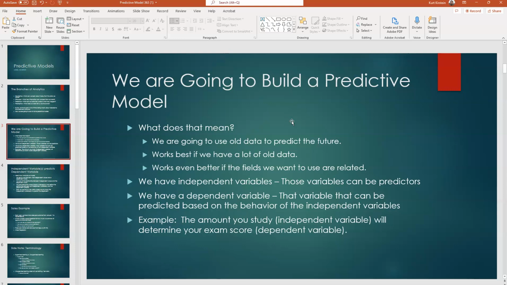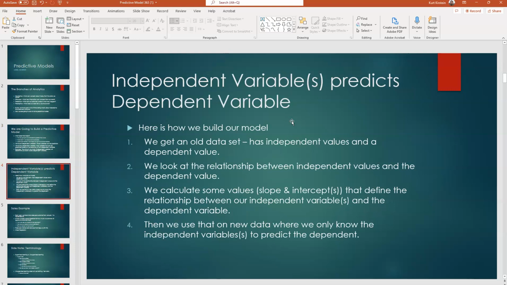So an example, and one that we'll look at in JASP, is the amount that you study, that's your independent variable, will directly affect or impact your exam score, which is your dependent variable. So independent variables predict dependent variables. And that's how we build our model.